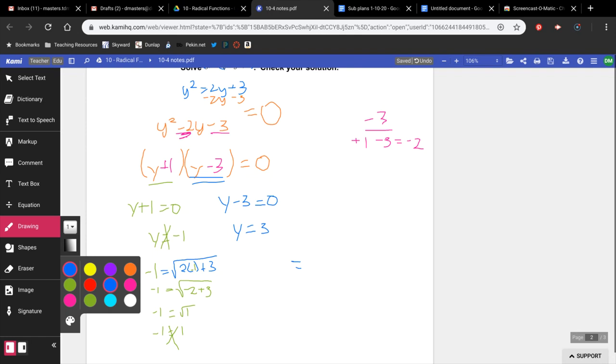Maybe the 3 will work out. 2 times 3 plus 3. And anywhere I see a y, I'm going to take it out and put in a 3. So does 3 equal the square root? 2 times 3 is 6.